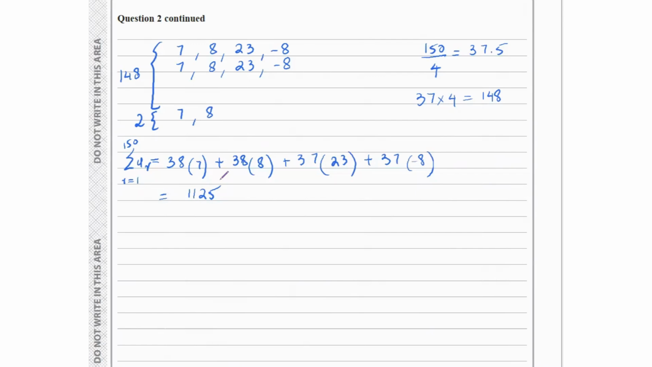So we have 38 sevens in this sum. We have 38 eights. We have 37 23s and 37 negative 8s. So we add them up and that gives us a value of 1125. That is how you solve this question.